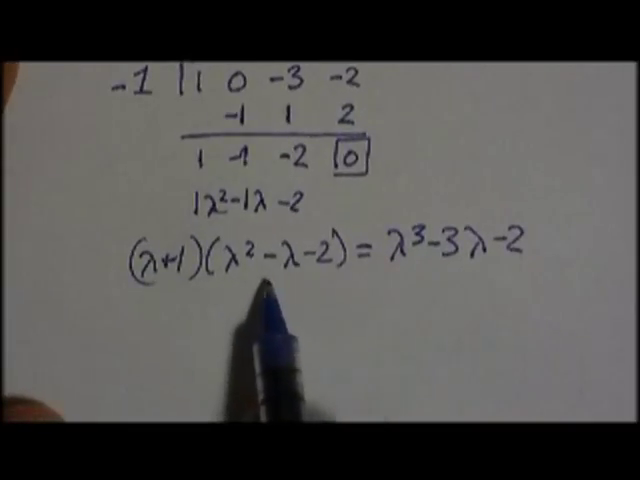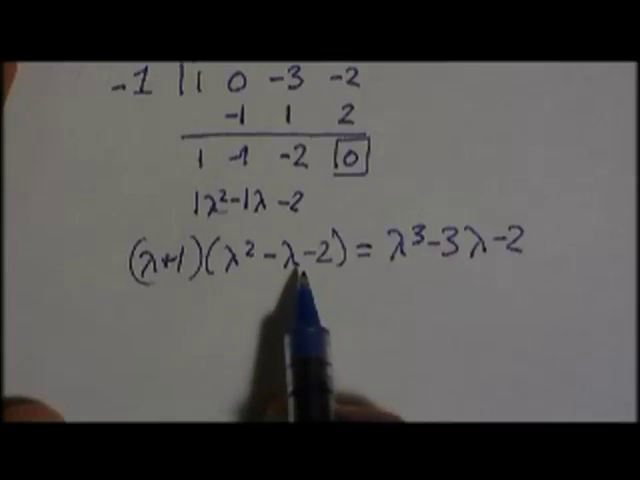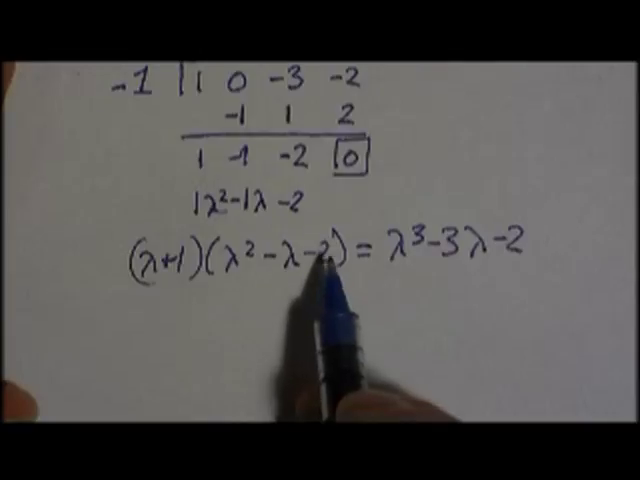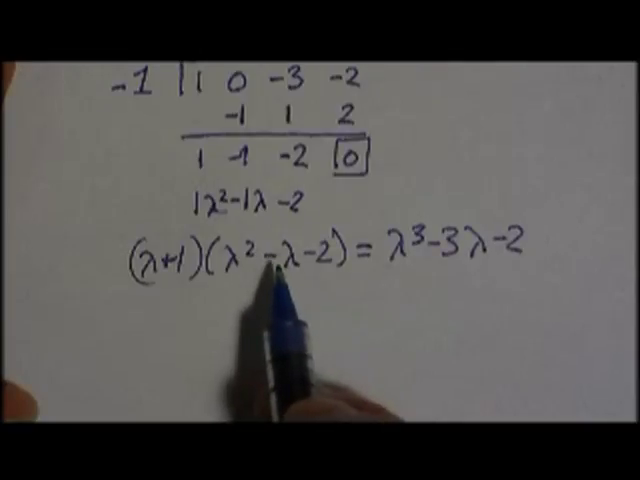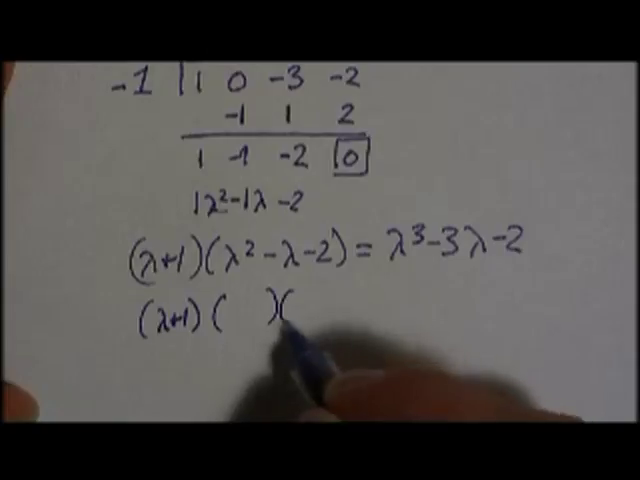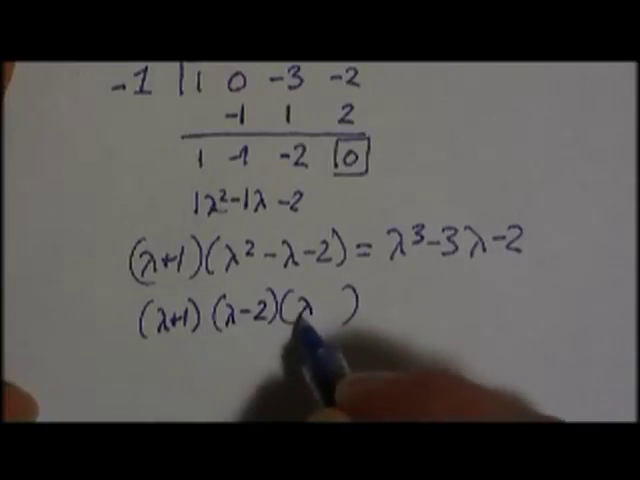Can we factor this any further? Well, it's a quadratic, so let's just see if we can factor it. If we can't factor it, we have to use a quadratic formula. Are there any factors of negative 2 that add up to negative 1? Well, that would be negative 2 and positive 1, so this guy comes along for the ride. Then we get, like we said, negative 2 and positive 1.